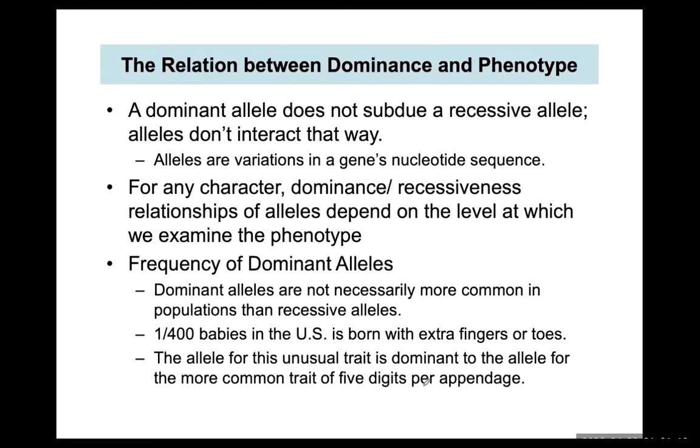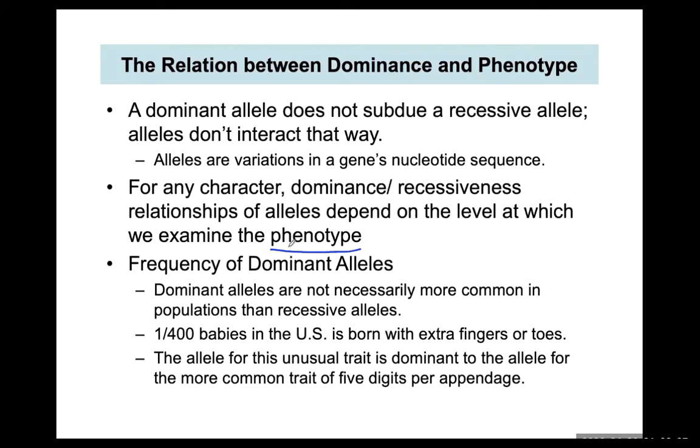And the relationship between dominance and phenotype: the dominant allele means that when the F1 hybrid shows a phenotype, that allele is referred to as the dominant allele. So a dominant allele does not subdue a recessive allele. Alleles do not interact that way. For any character, the dominance and recessiveness relationships of alleles depend on the level at which we examine the phenotype. When you see the phenotype in the F1 generation, according to the dominant allele, we call that allele dominant. When you look at the hybrid phenotype, if that phenotype is not expressed by a certain allele, we call that allele a recessive allele.